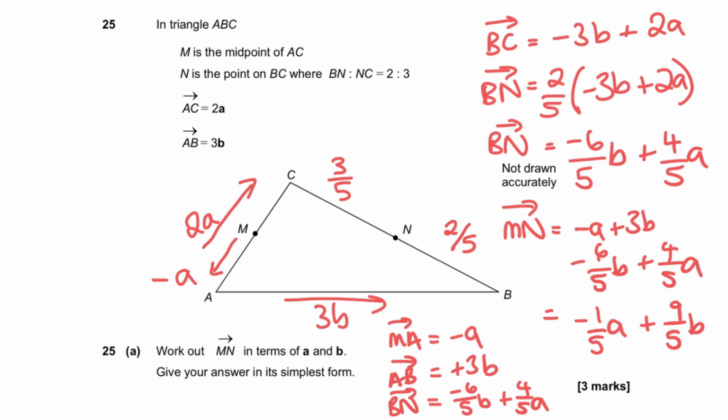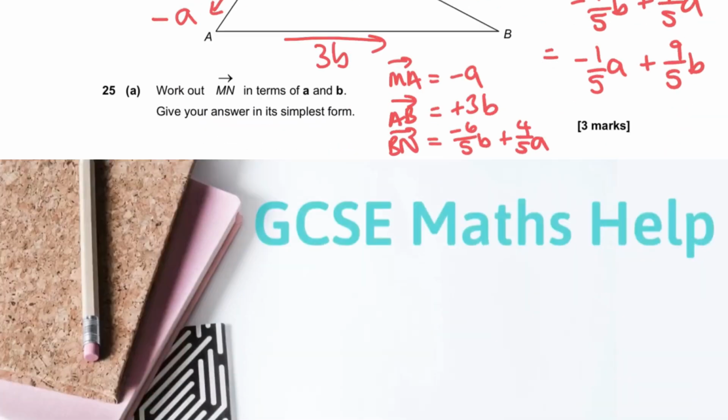So the key to vectors questions is making sure you're travelling down the line in the right direction. If you're going in the opposite direction, you need to change the vector by timesing it by minus 1.